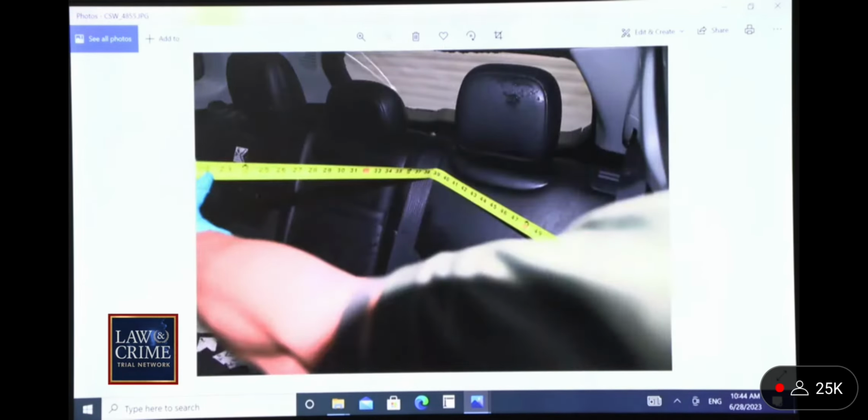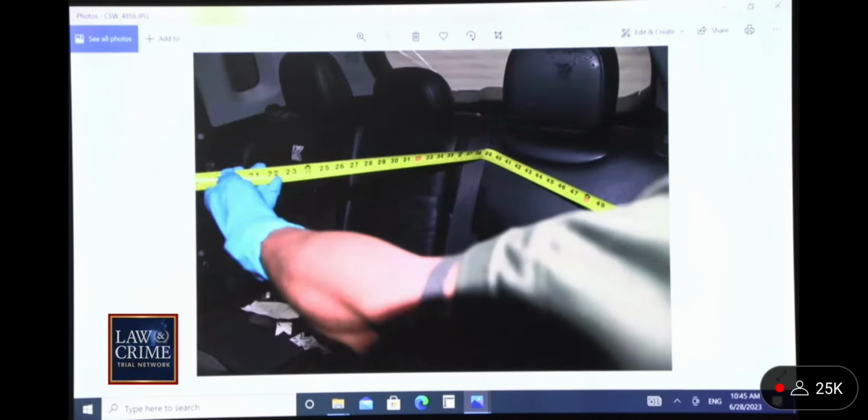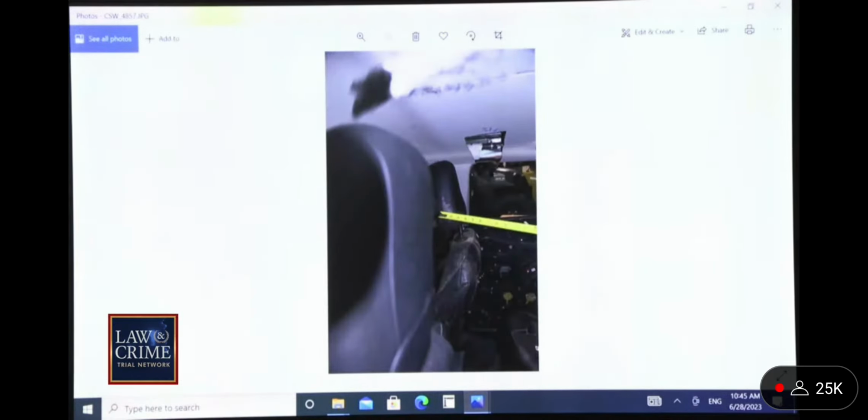So after the measurements in terms of the seats as well, okay. And what was that distance determined to be? 39 inches. And what are you showing in this photo? That would be the other end of the tape measure.